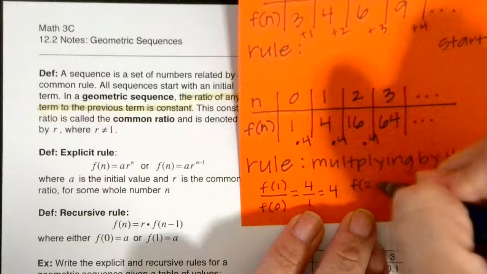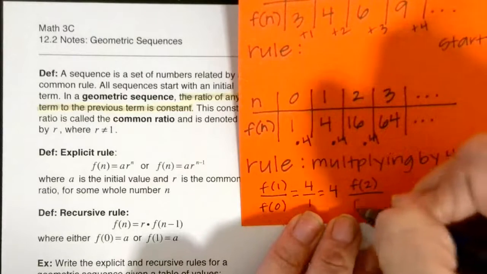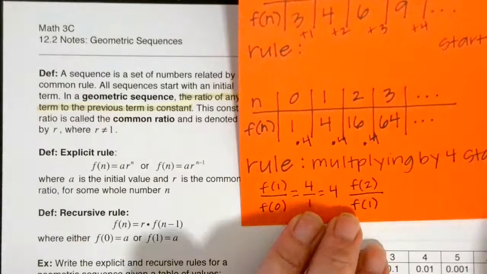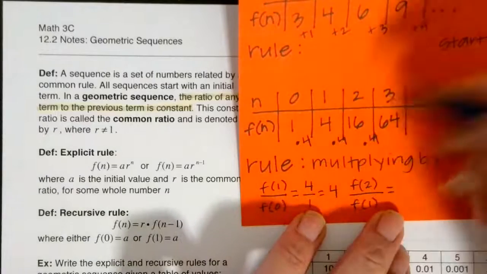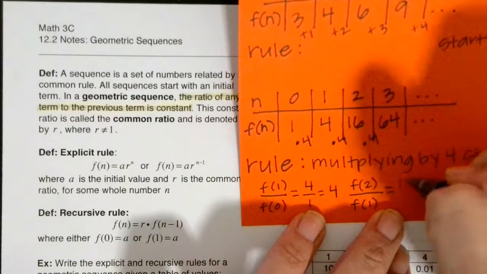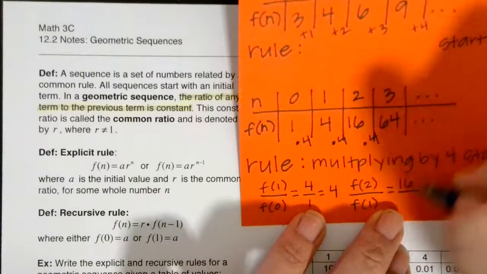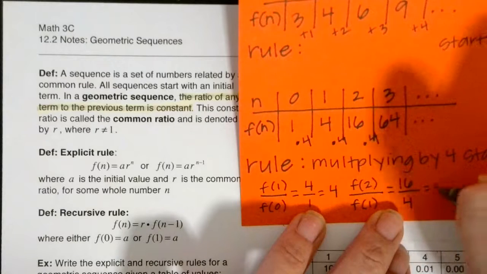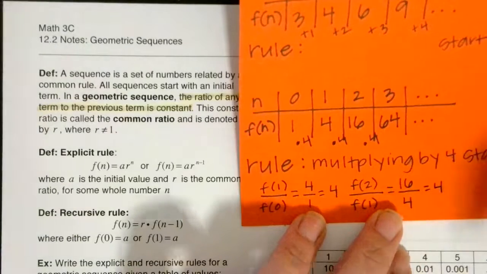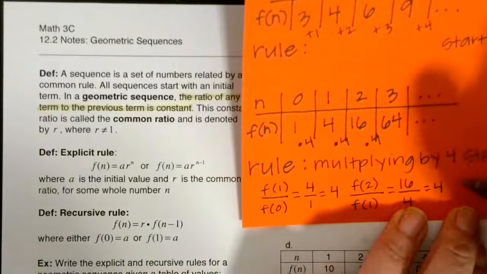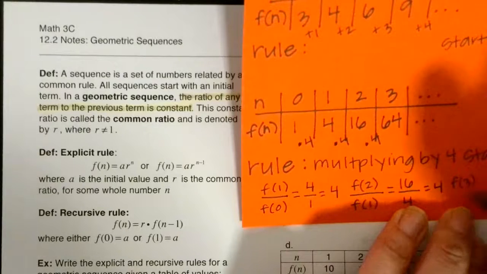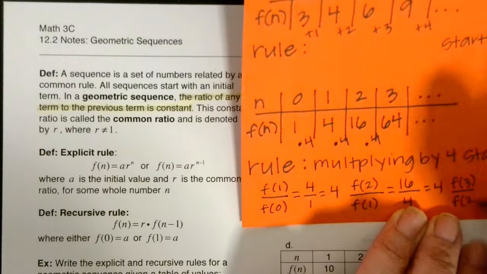If I take the second term, what would be the previous term? It would be the first term. And what's that ratio? Well, the second term has a value of 16, and the first term has a value of 4, so we get 4. All right, awesome. Next term, f of 3, and its previous term is f of 2.